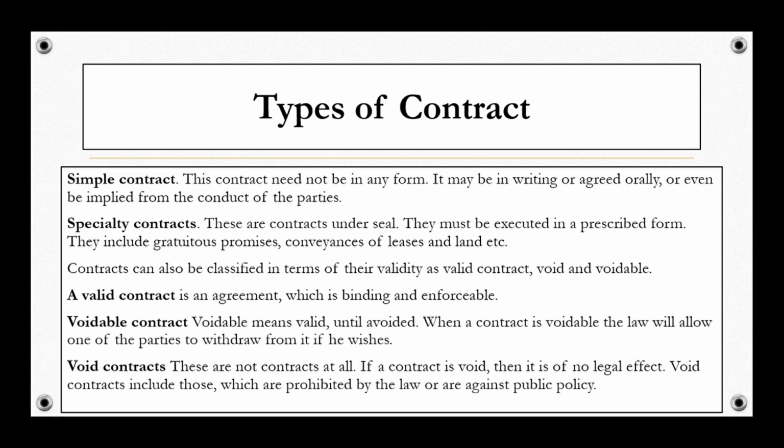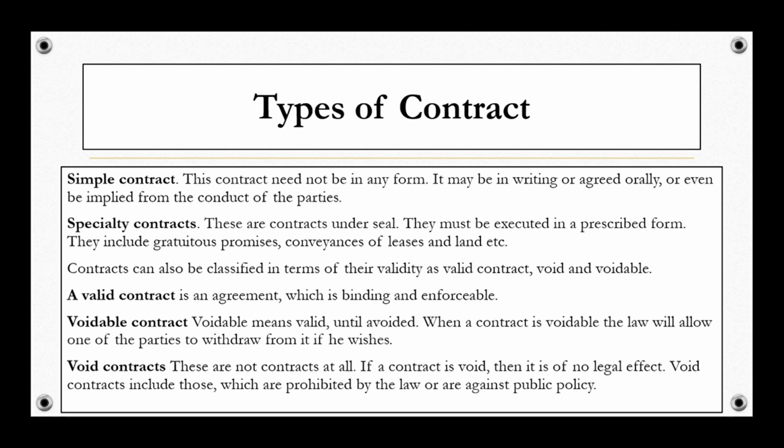Voidable means valid until it is avoided. So when a contract is voidable, the law will allow one of the parties to withdraw from it if he or she wishes. That is a voidable contract. So a voidable contract is like a contract that is valid but can be cancelled by one party. For example, a contract signed under pressure can be voided by the affected party. That is a voidable contract. So it is valid until it is avoided.